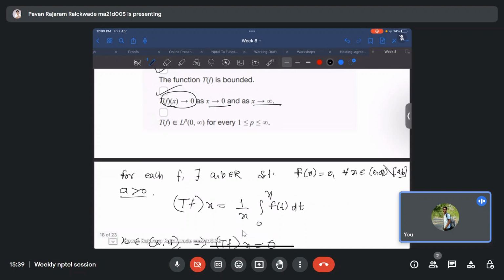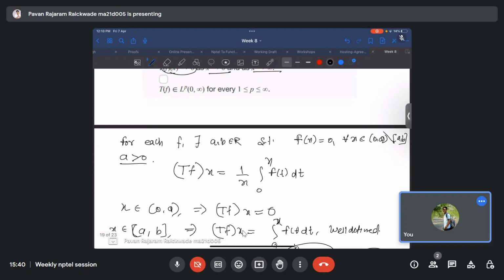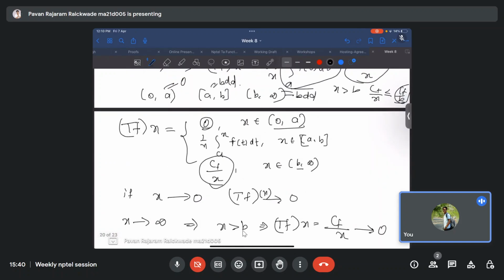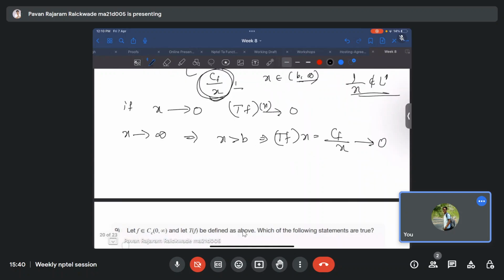Now, Tf belongs to L^p(0, infinity) for every p in [1, infinity]. So this is wrong, because in the representation, when x goes from b to infinity, it's c_f by x, and we know that 1 by x doesn't belong to L^1. So this cannot belong to L^1.